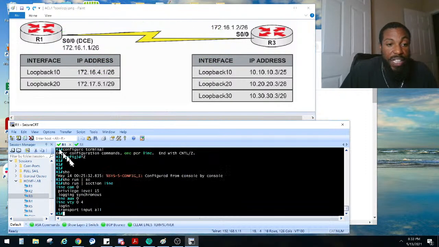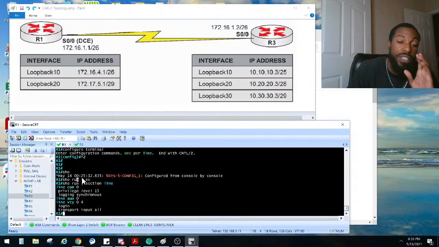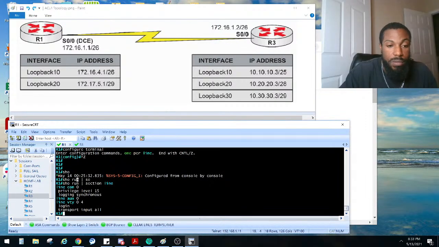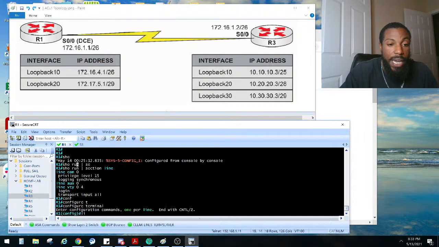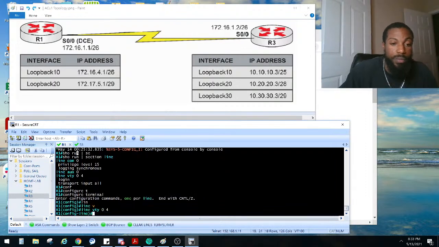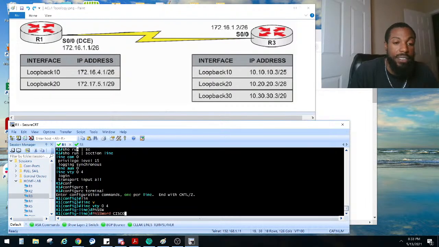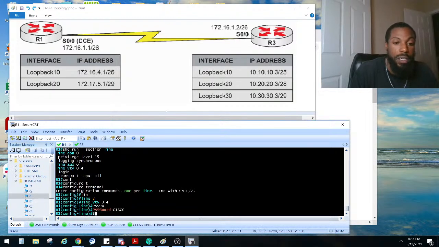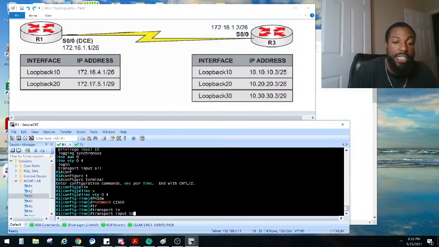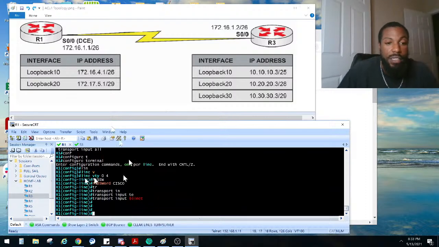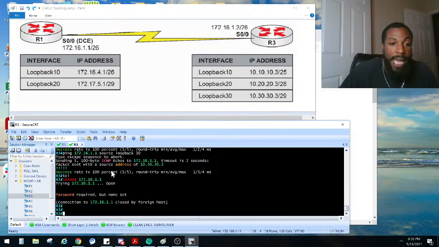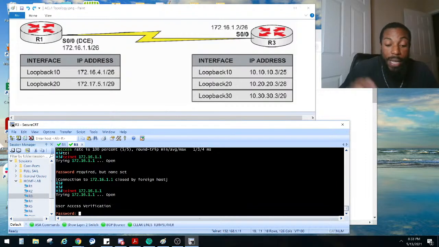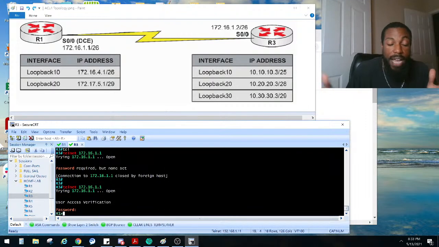Let's go ahead and specifically allow Telnet, since that's what they ask us for. Right now we're allowing both. So line vty 0 4. He said the password is all caps Cisco. Transport input telnet. That's going to allow Telnet. Now let's try that again. Now we Telnet to it, boom. Now we get a password prompt, all caps Cisco, and now it works. See? And now we were able to Telnet from router 3 to router 1.